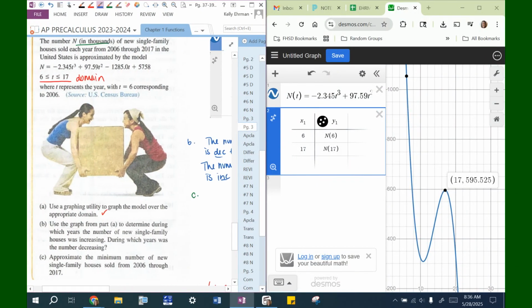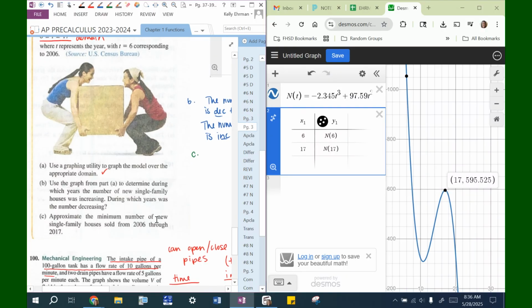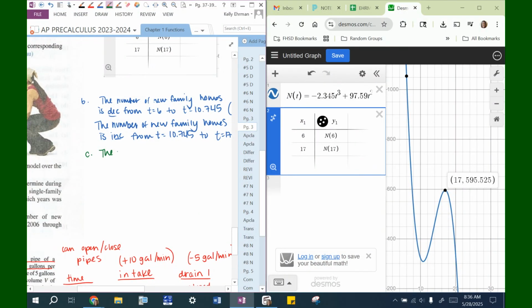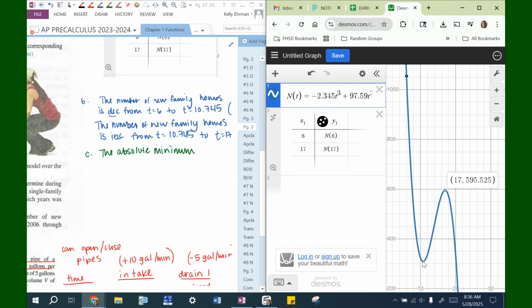All right, and then part C says, approximate the minimum number of new single-family houses sold from 2006 to 2017. So what is the minimum? This is asking for the absolute minimum. So I'm going to call it that, the absolute minimum. Just look at the graph and look for the lowest point. So the lowest point just on this interval is not either of the endpoints. This time it's this relative min. So what is that number?